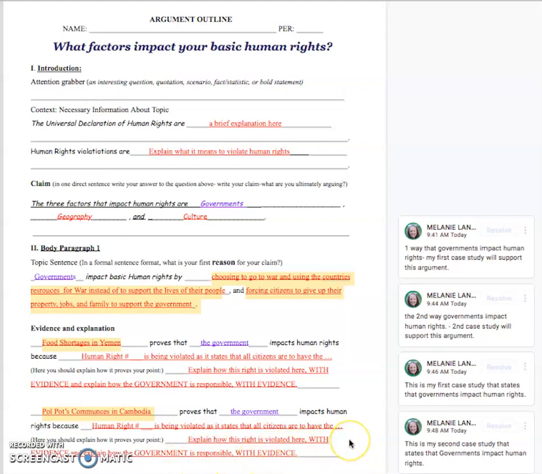The key here is making sure that you have enough reason and evidence to support each of these. So your body paragraph number 1 is probably going to be a pretty big bulk of information, as you have to include one of your factors over and over again, and here is where you're going to have at least 2 case studies to support the argument that you make up here, that governments impact human rights.